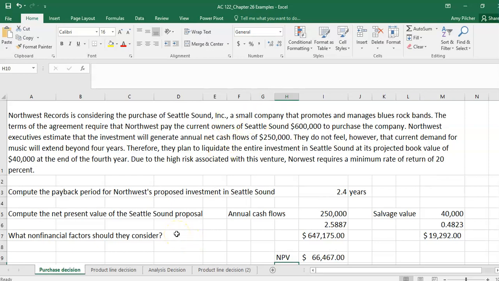Non-financial factors we should consider. Well, when we're talking about the music industry, they already say this is high risk and that they're making predictions about music demand for 4 years. So non-financial things that they might have to consider are, will the demand actually hold steady for 4 years? How good are their predictions about estimated cash flows? Is there a potential that any expenses they would be looking at for this project could be higher than predicted? Those are all different kinds of things that they might want to think about.